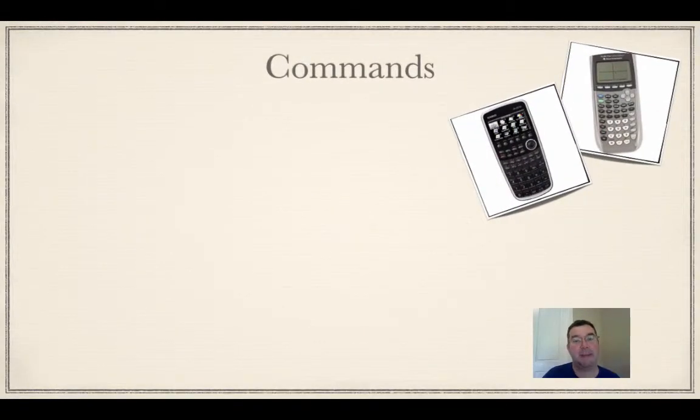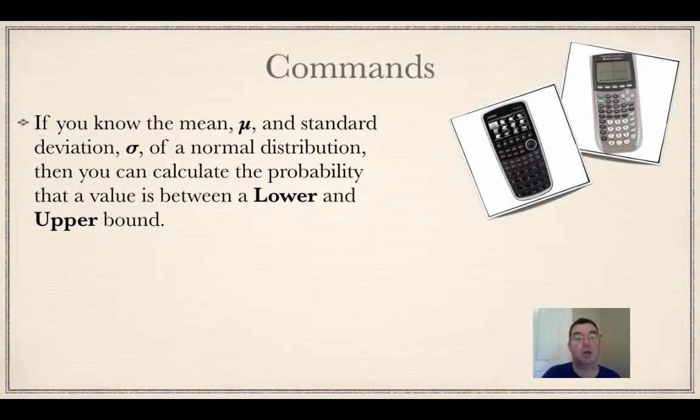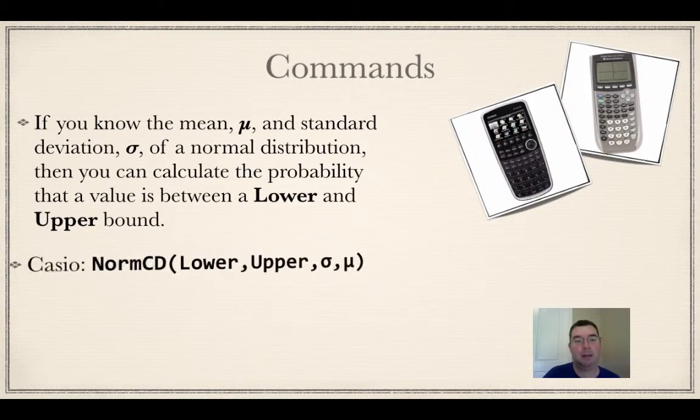There are certain commands on your calculator depending on which calculator you're using. All you need to know in order to figure this out is the mean, which is mu, the standard deviation, which we've called sigma, and then we want to find the probability that a certain measurement is between a lower bound and an upper bound. So I need those two numbers as well. Okay, so that's the order for a Casio.